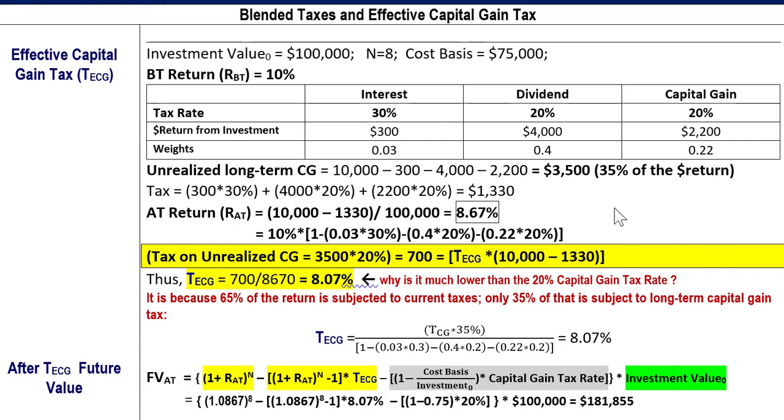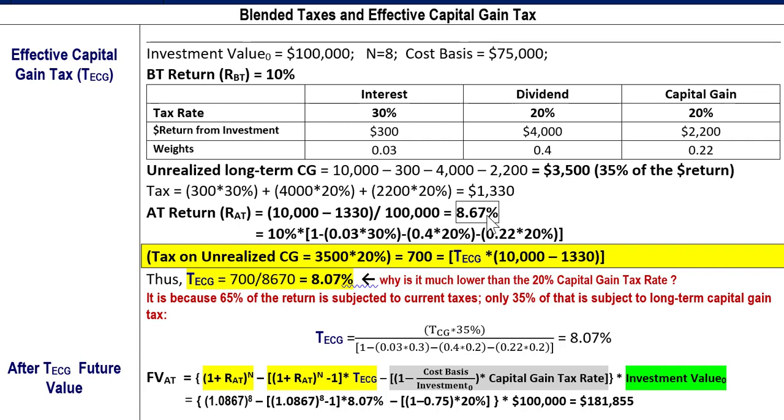Now, let's do that step by step. Think about the tax. How much are you going to pay? The tax you're going to pay this year is 30% of 300, plus 20% of 4,000, plus 20% of 2,200. So you're going to pay 1,330. That is the tax you pay. Now you say, okay, I have a $10,000 growth of value minus the tax I pay, 1,330, and then divided by the 100,000 total investment value to date, the current value. So it is equal to 8.67%.